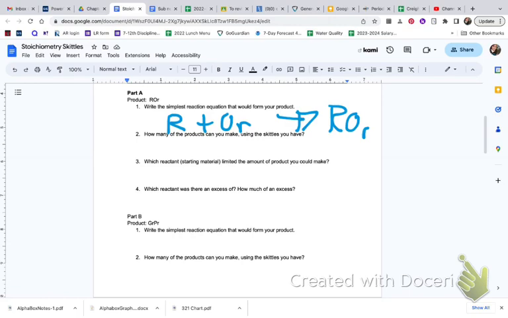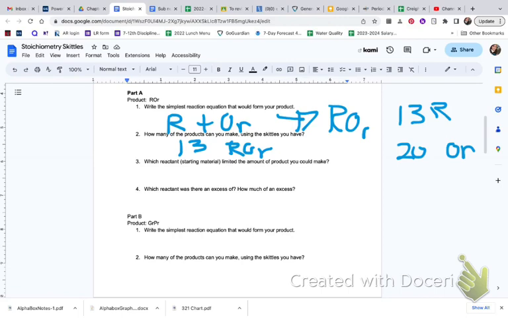Okay, so now, for question number 2, they say, how many of the products can you make using the Skittles you have? This is why you have to know your starting materials. So if you have 13 red Skittles and 20 orange Skittles, how many can you make? You can only make 13 because it takes one of each. And after you make 13 compounds, you will run out of red. You will not have any more. So you will only be able to make 13 red-orange compounds.